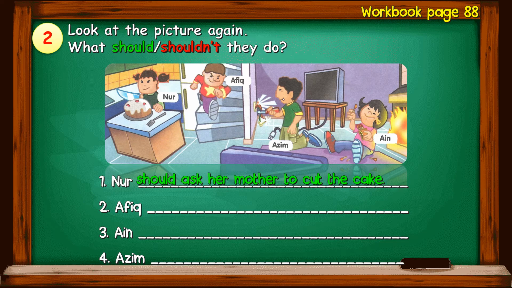I'll give you another example. Let's look at Azim. What is Azim doing? He's playing with the socket. Should or shouldn't? Yes, Azim shouldn't play with the socket. Okay, for Afiq and Ain's sentences, you need to construct them on your own. Use should or shouldn't.